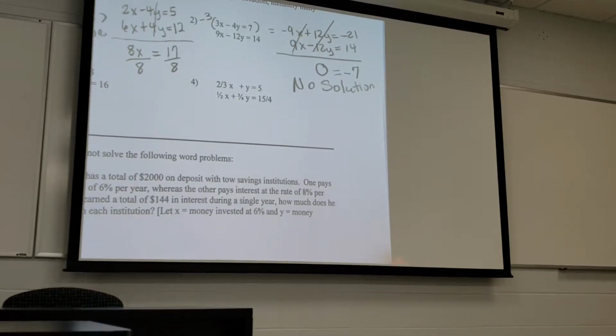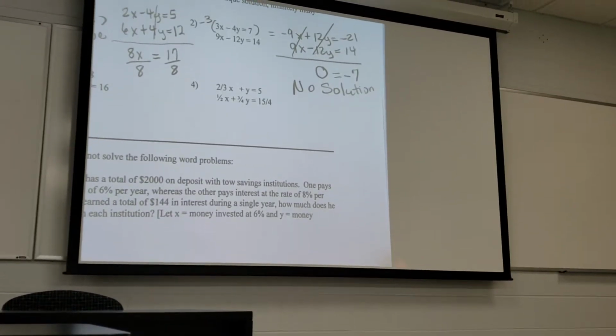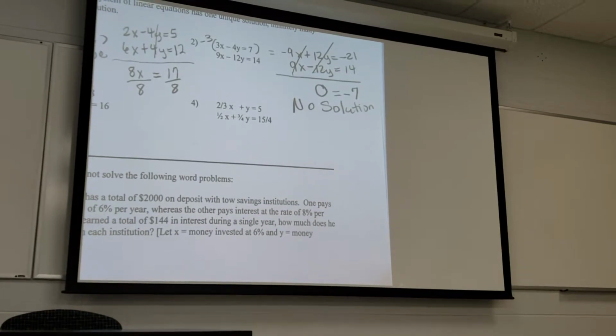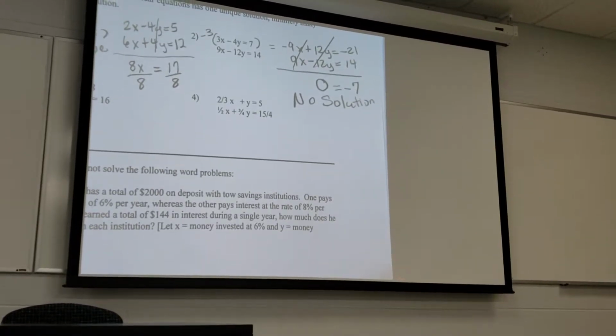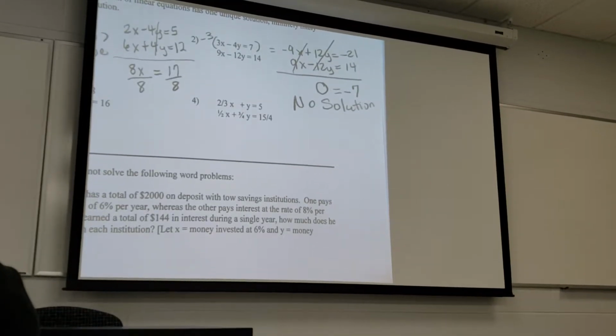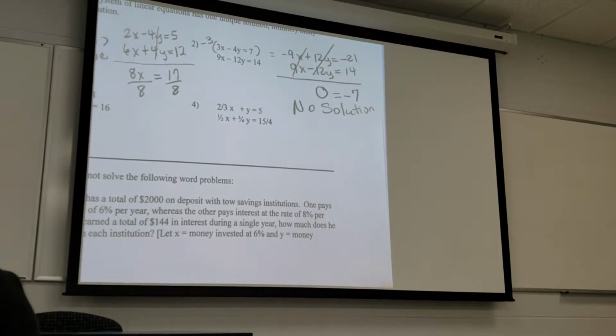So, first one was independent because you got a solution. Second one is inconsistent because there is no solution. No solution or parallel lines. Why? Because parallel lines never cross. All right.